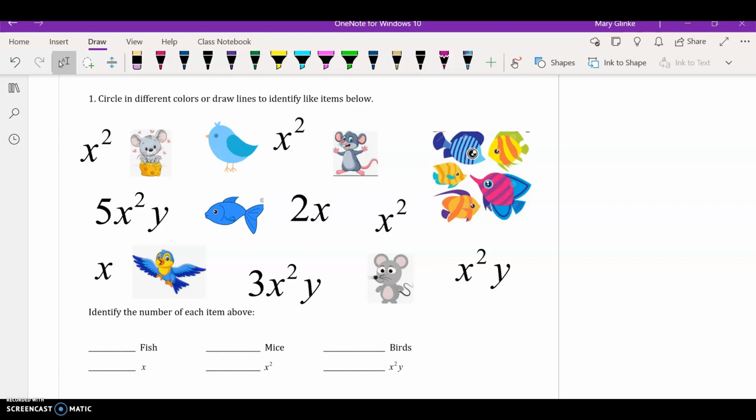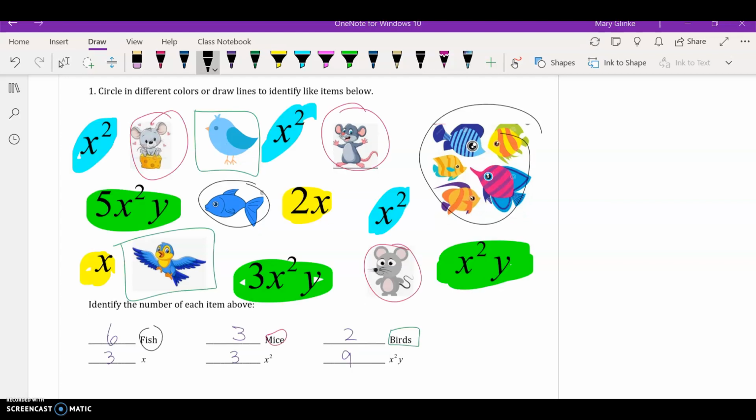So circle all of the different terms or things that are like and write the final number that you have of each of them on the blank below. So pause it and you try it first. Okay, so let's take a look at this.